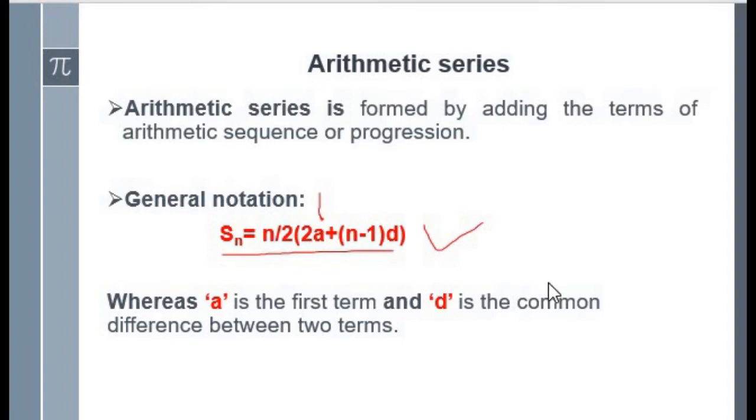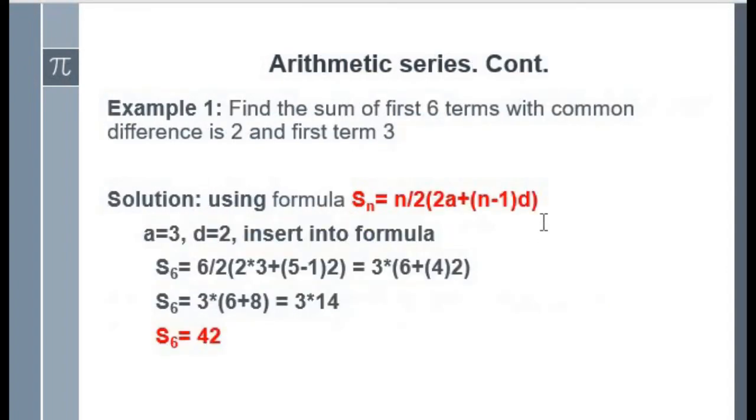on sequences. So the general notation for the arithmetic series is Sn equals n divided by 2 into 2a plus (n minus 1) into d, where a is the first term and d is the common difference between two terms. So let's see some examples to clarify the concept.